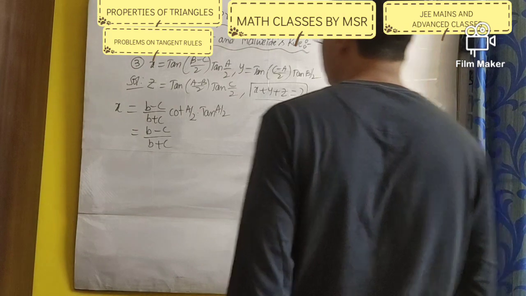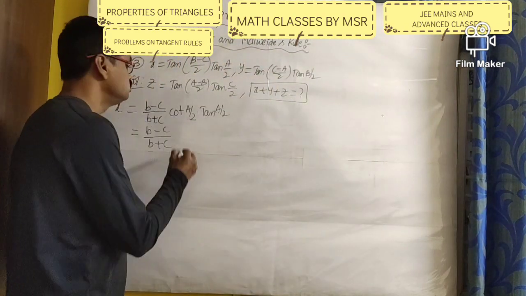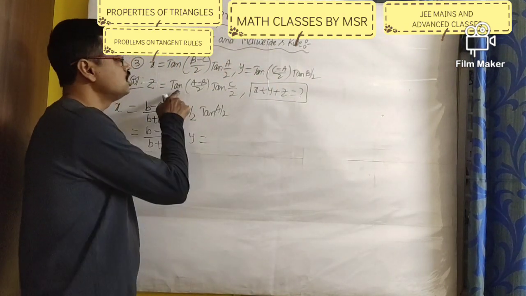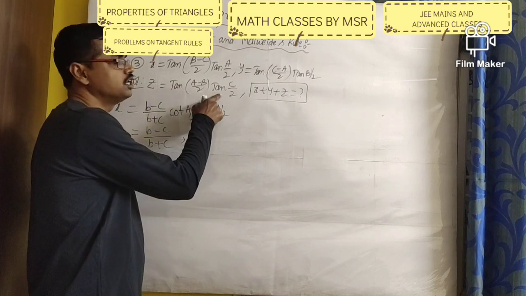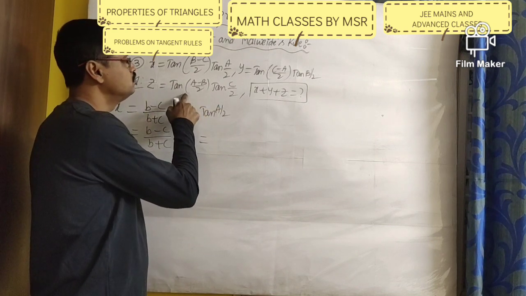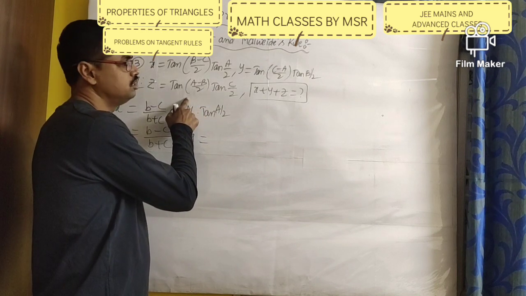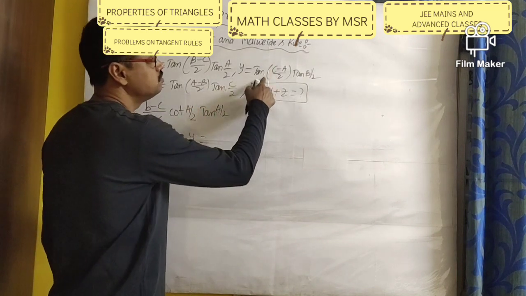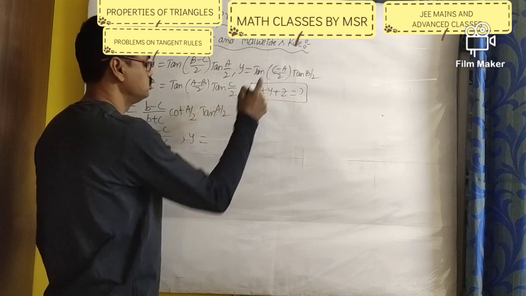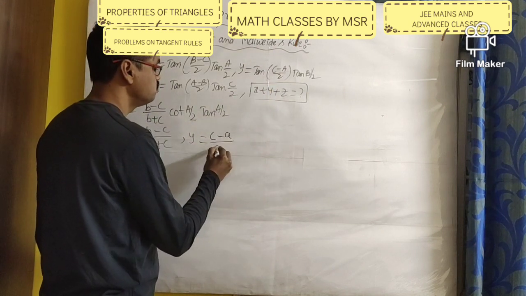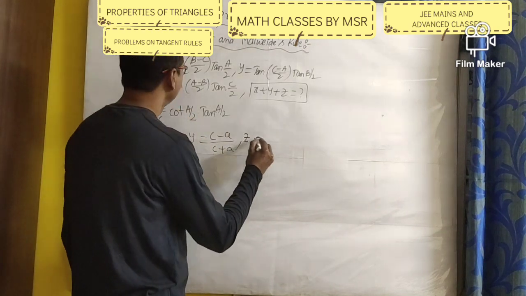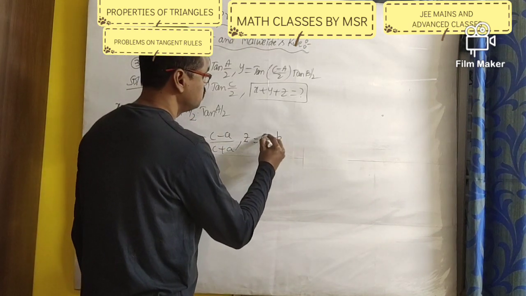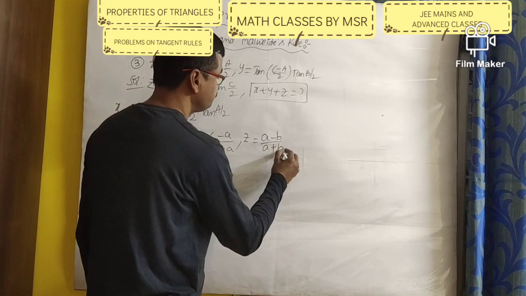Similarly, what will be the value of Y and Z? If you write this also as (a minus b)/(a plus b) into cot(C/2) into tan(C/2), you will get the Z value (a minus b)/(a plus b). The Y value is (c minus a)/(c plus a). So the Y value is (c minus a)/(c plus a). Next, the Z value is (a minus b)/(a plus b).